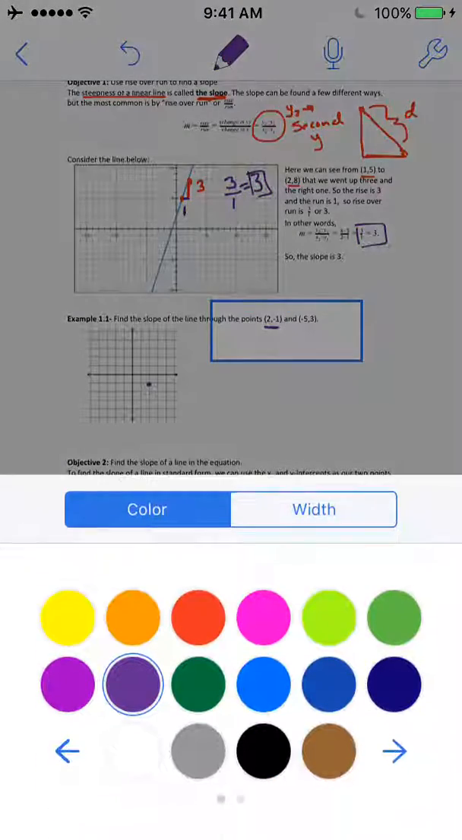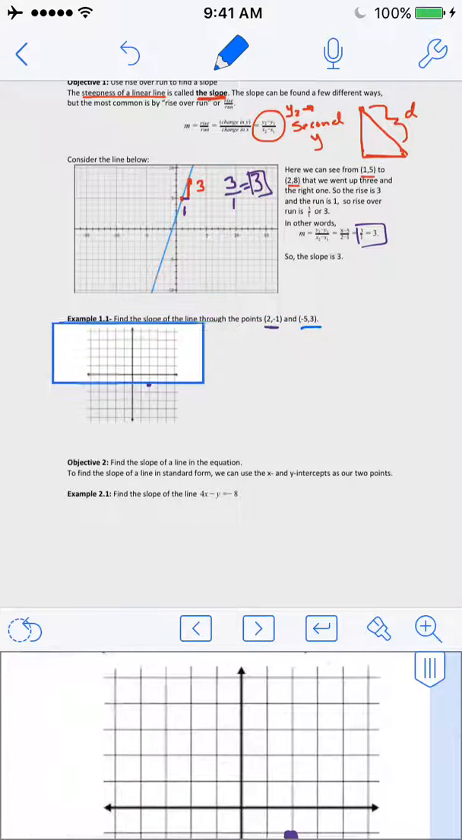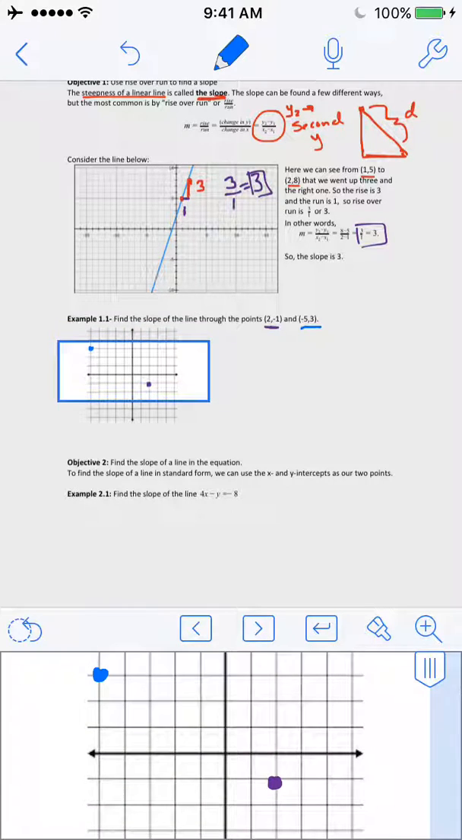And then I'll use a different color for my other point. We'll use blue. Of (-5, 3). Now remember, that doesn't mean down 5, out 3, right? We do the x first. So that means back 5 and up 3. Back 1, 2, 3, 4. Oopsie, that was not enough. So back 1, 2, 3, 4, 5, up 1, 2, 3. Right there. Okay, good.